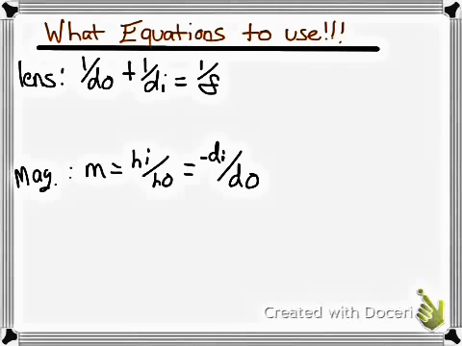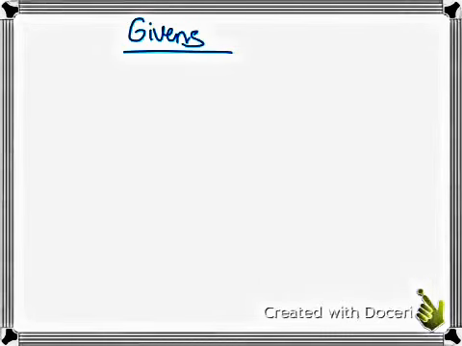Now that we know what equations we have to use, let's list our givens. Your distance of object is equal to 15 centimeters, and your focal length f is equal to 10 centimeters. Both of these are in centimeters, so we don't have to change the units. Since both of them are the same, we don't have to do anything. The next thing we have to do is solve.